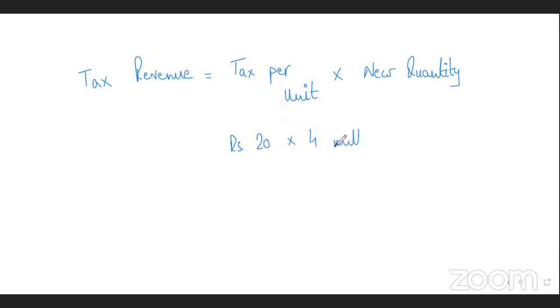So you just do the maths, right? 4 million, 24s are 100 million. So the government will collect taxation worth 100 million rupees, right? Sorry, is it 80? Sorry, my bad. How is it 100? It's 80, right? 80 million in revenue from the tax on cigarettes.